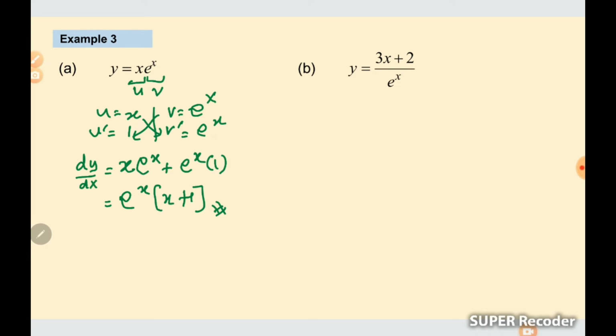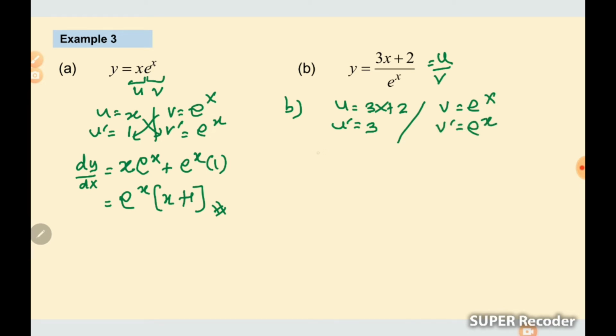Okay, what about B? We have the quotient rule here, because the numerator is u and the denominator is v. Okay, let's say you write first: u equals 3x plus 1, so u prime equals 3. Okay, v equals e to the power of x, so v prime equals e to the power of x also.